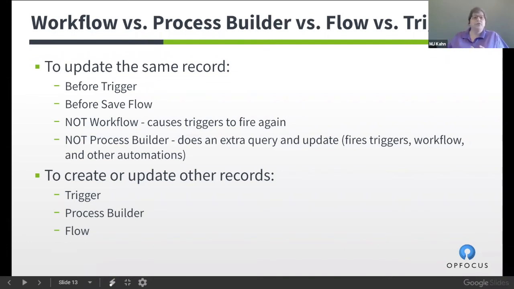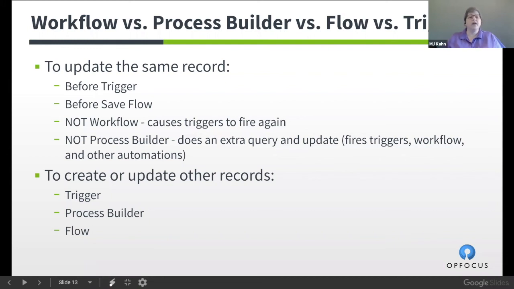If you use workflow or Process Builder, those don't fire until after the record has been written to the database, which means that if they then want to make their own update to the record, it causes another write to the database, and that causes a performance hit. So especially if you're concerned about performance, if you want to make a change to the same record, you want to do it before the record gets saved to the database. And the only way to do that is with a before trigger or a before save flow.